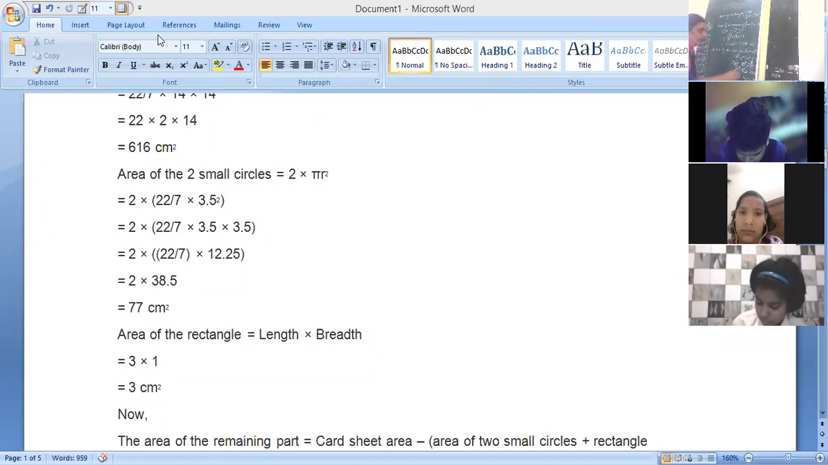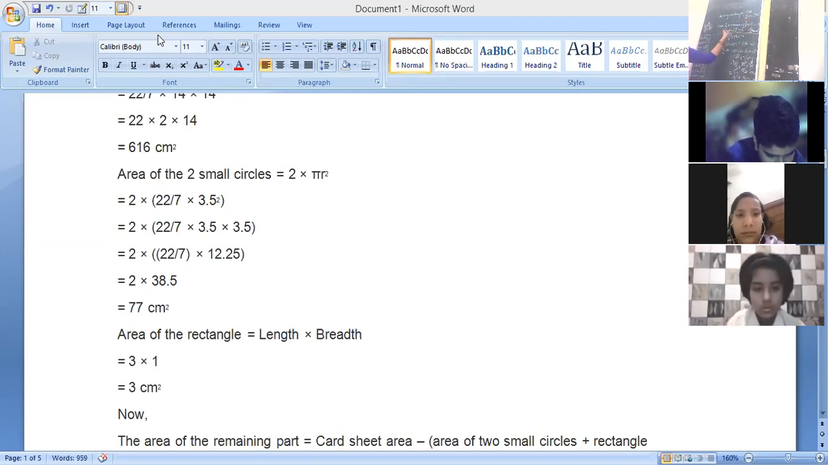Okay. 536 centimeter square. That is the right answer. See, the whole circle is of 616 centimeter square because the circle area is 616. After that, we have cut 2 small circles. So one circle is of 38.5 and 2 circles are of 77, right? So the 2 circles have been cut off from there. Then the rectangular part has been cut off. So the area is that. So we have subtracted all these parts. So that's why the remaining part which is left is 536. Got it?